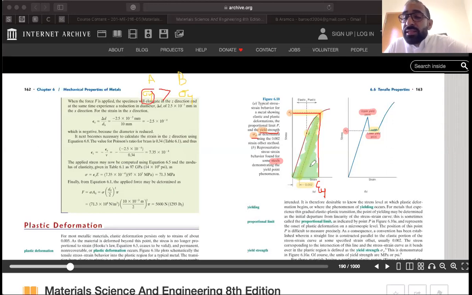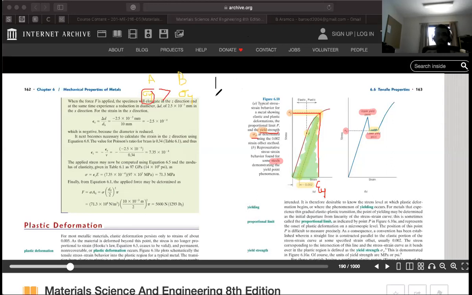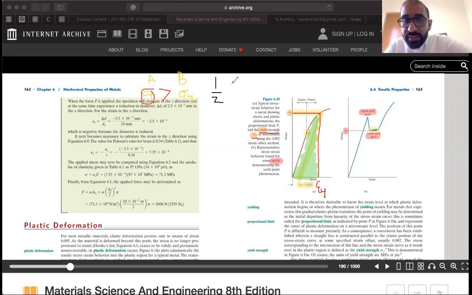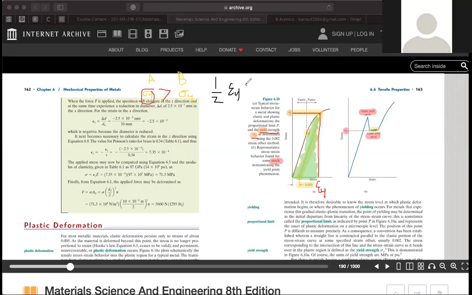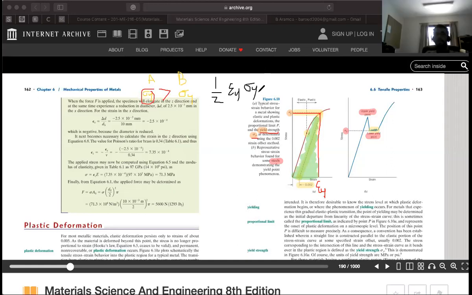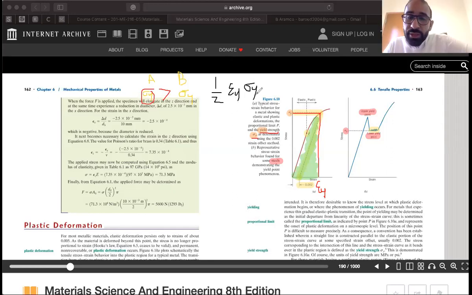And since this has a triangular shape, in order to calculate the amount of energy, I can do the integration. The integration is the area under the curve. So that means this equals half, can you help me? Half strain multiplied by stress. Which strain? The epsilon y. Epsilon y, right? Times the yield stress. So this will give you the amount of energy that's being stored inside the material during the elastic deformation. Heat is energy, right?